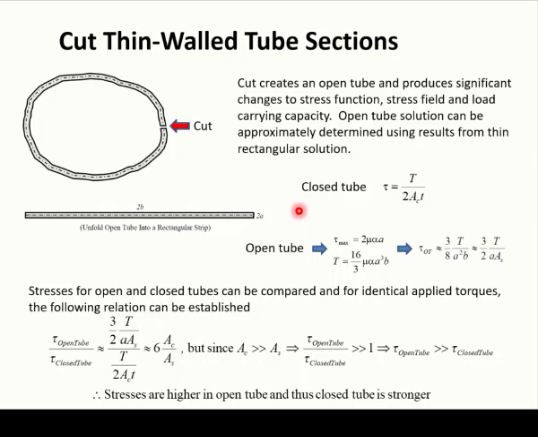So this is just a simple comparison of a thin open rectangle versus a thin hollow circular cross section. You can easily see that for the same torque, the shear stress in the open tube will be much larger than in the closed tube. So this is why this design is not that good. If you have a cut, it's not a good design.